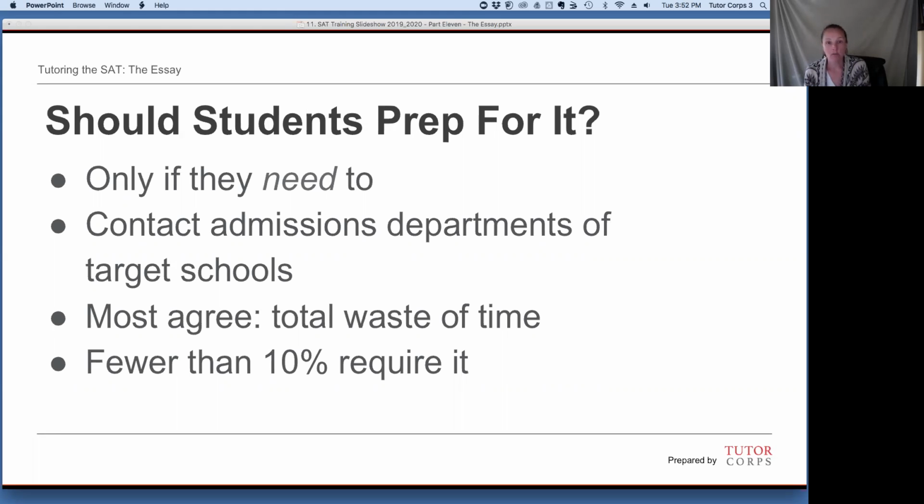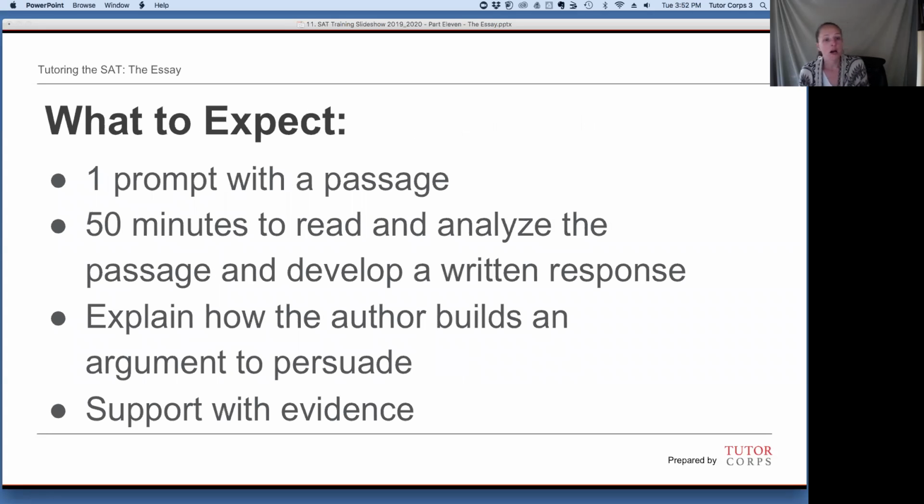They should check with the admissions departments of all the colleges and universities where they're applying about their requirements around the essay portion of the SAT. If none of them require it, great, the student shouldn't bother taking it and prepping for it. If your student needs to take the essay, there's still a very strategic approach they can take in order to maximize their scores. So we'll go through that now.